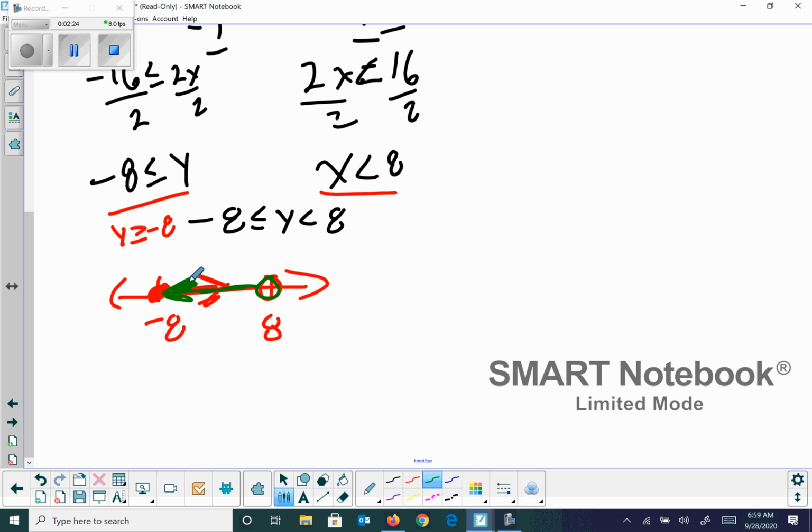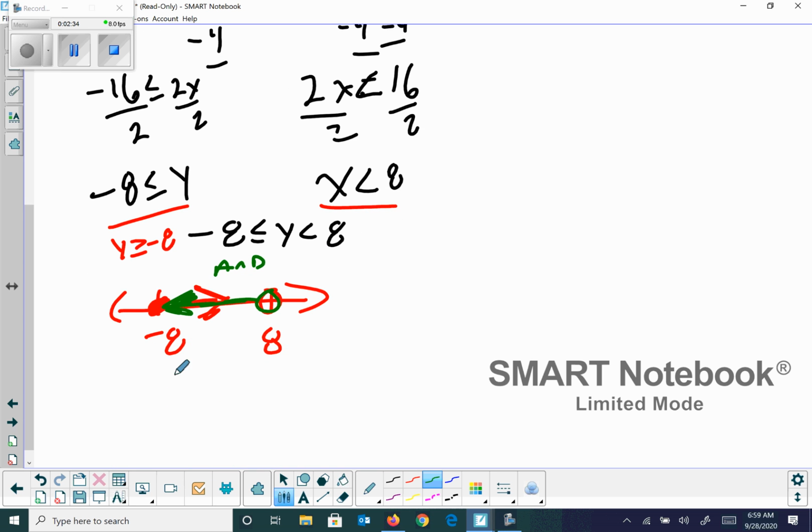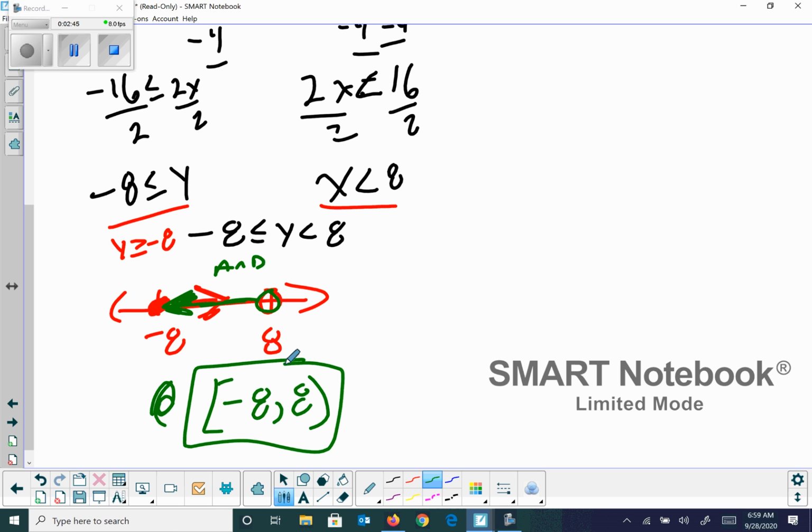So it was all put together, so we know that this is an AND problem. It's an AND problem because it came to us put together. So this has to be AND. Okay? So our region for here goes from negative 8, hard bracket, square bracket, to 8, soft bracket or parenthesis. And that's our solution. We know that's the solution because it was an AND problem originally.